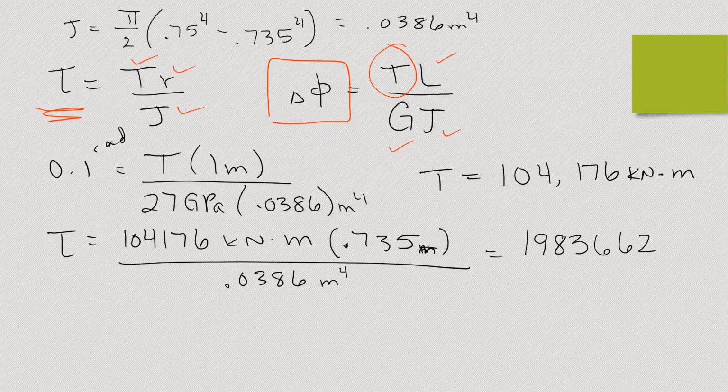J does cancel out. So if you want, you can solve for T in terms of the variables, plug them into the other equation, and you'll see that J does cancel out. So you could have short-circuited that step. All right, so this gives you 1.984 megapascals. This is kilopascals.